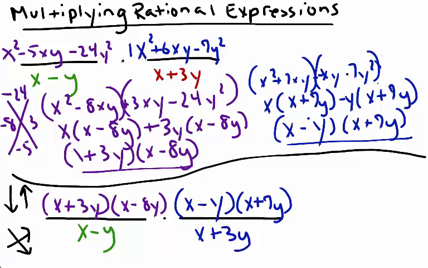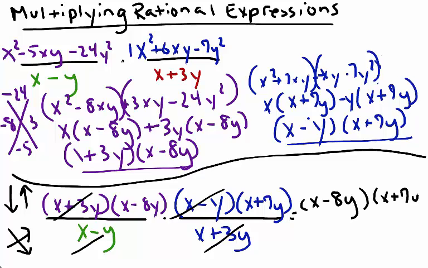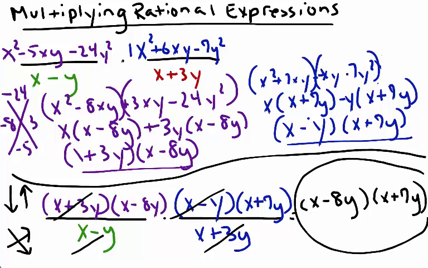Here it looks like I can cancel diagonally, or cross cancel, x plus 3y and x minus y. That leaves me with x minus 8y times x plus 7y. This result represents the product of our two rational expressions.